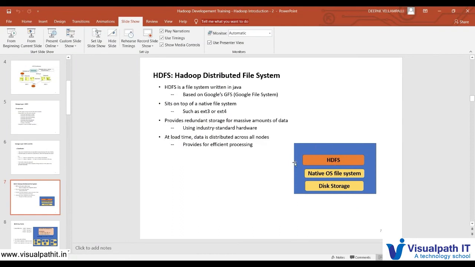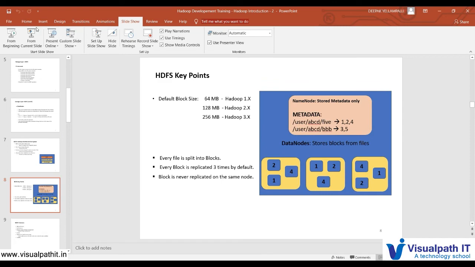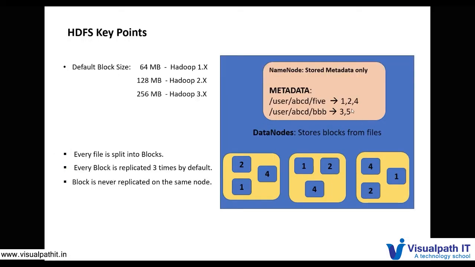So here we have disk storage, then the native file system, and on top of the native file system, we'll install Hadoop. That is where we can install Hadoop and how it is installed. Installation we can see separately. Okay, some key points are available. What are the key points? Let us see.